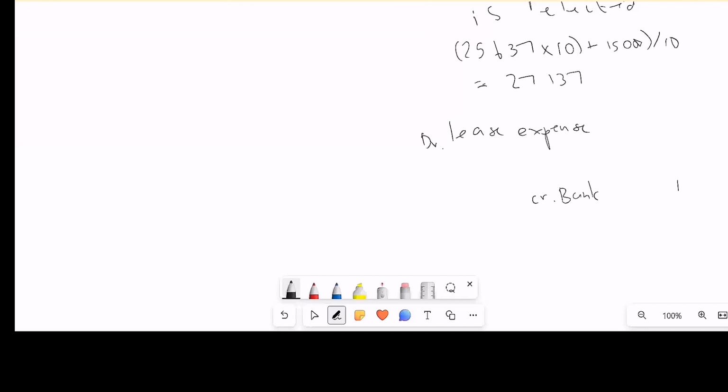So here it would be 25,637, then here it would be 27,137. And the difference between the two would be lease accruals, because we're paying less than what the value of the lease is. The difference between the two would be the lease accruals, which would be 1,500. We have to create this.